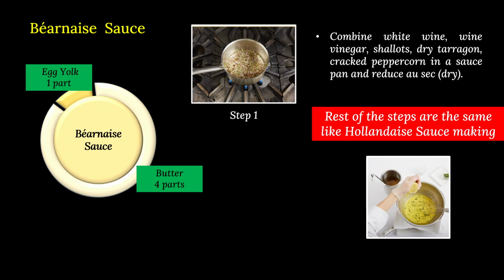And ultimately, once the Bearnaise sauce is made, it will look like this. And you finish in the same way. Seasoning, lime juice, cayenne pepper, all these things can be added over there. Your sauce is ready.